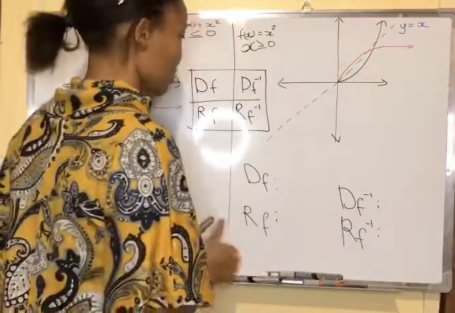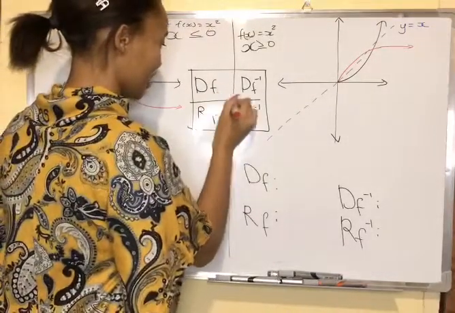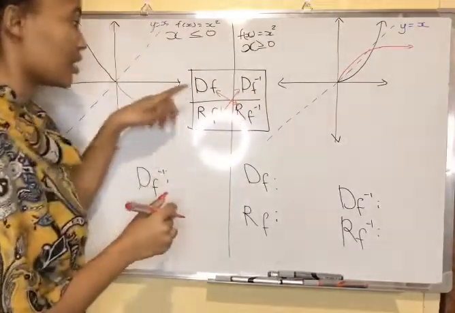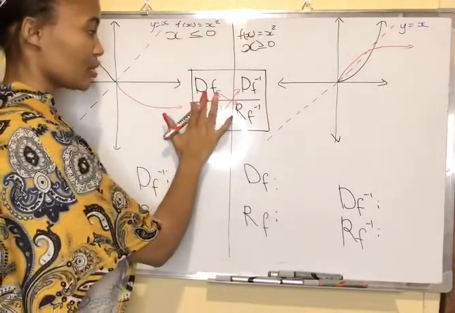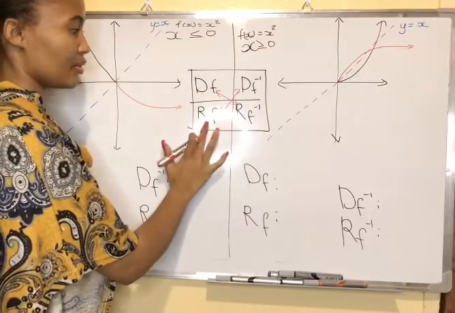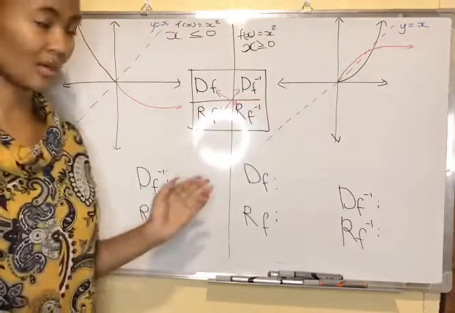So this is actually a sketch of what I've been saying right now. Maybe some of you didn't hear me, but at least you can pause. The domain of our original is the range of our inverse, and the range of our original is the domain of our inverse, which is what you guys are going to see now.